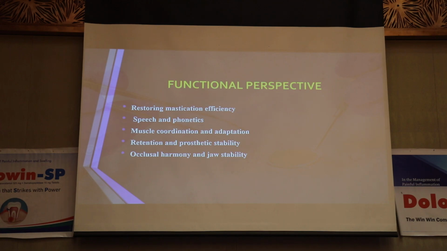Then muscle coordination, because whenever the age advances, the muscles of mastication, the buccinator muscle, and the facial muscles show sagging. So to improve that, you have to record the correct vertical jaw relation and horizontal jaw relation. Then the retention and prosthetic stability.